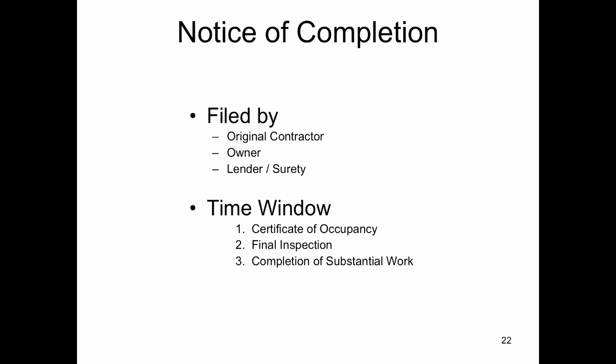The third most common type of filing is the notice of completion. It is filed by the original contractor, the owner, or the lender upon completion of project. Completion is determined by a certificate of occupancy, a final inspection, or completion of substantial work. Please remember, once the notice of completion has been filed, you no longer have 180 days to file a lien on the property. You have 90 days to file a lien if you have not received payment.